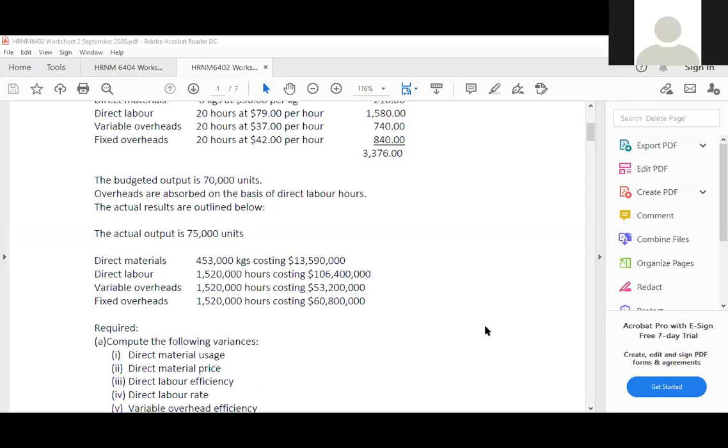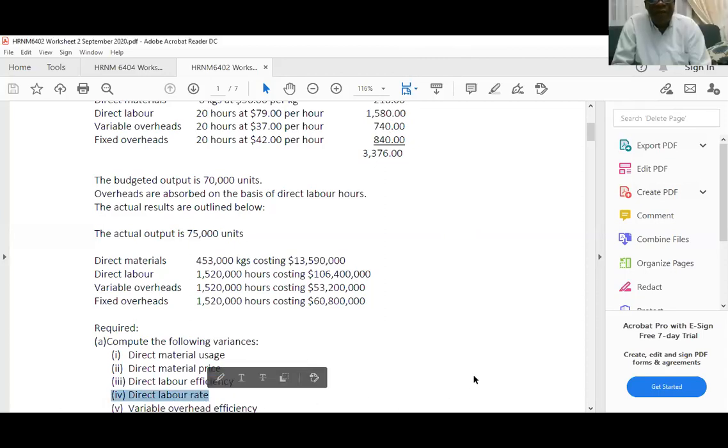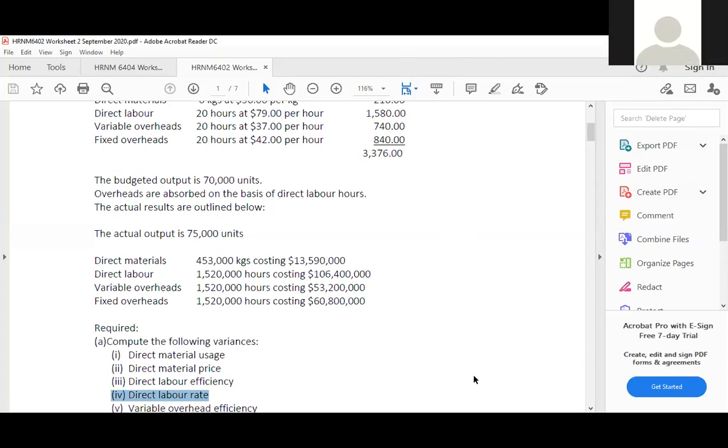Are you there? No, sir. After what we worked on for the direct labor rate variance, sir? We're multiplying by 1,520,000 hours. No, sir. What are we calculating? Direct labor rate variance. The formula is what? Standard rate per hour. Oh, I was at number 3, sir. Sorry about that. We're going to number 4. Okay, sir.